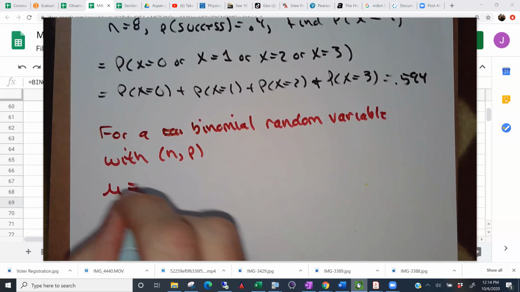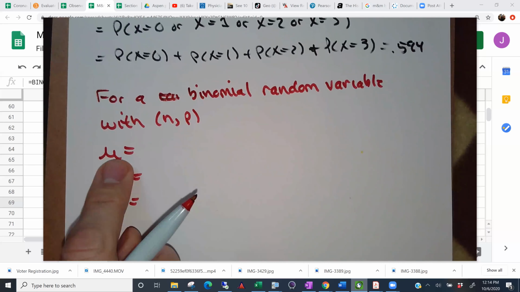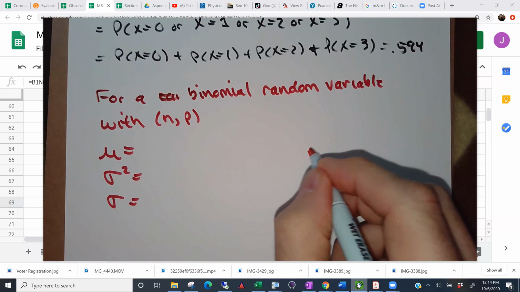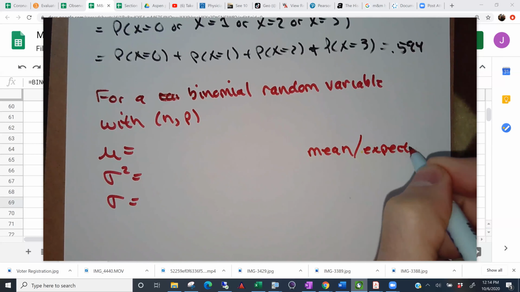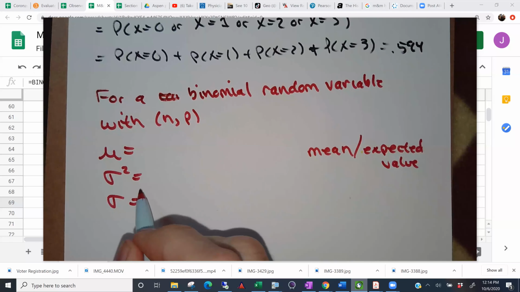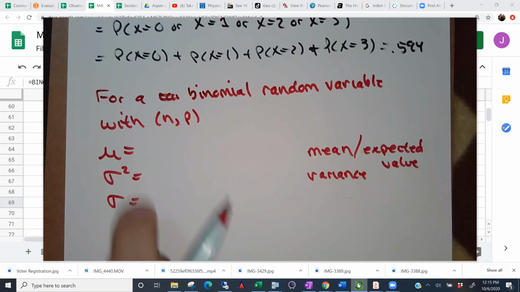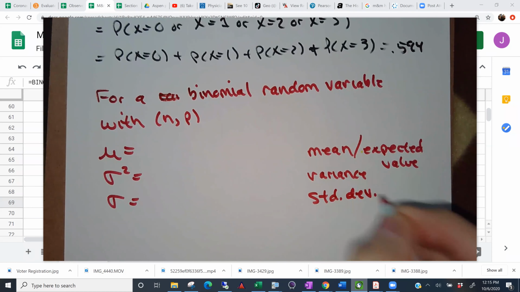Then I can specify a couple things here. What does mu represent for a distribution? Does anyone remember? The mean. The expected value. Perfect. Mean, expected value. How about sigma squared? Do you remember what that represents? The variance. Yeah, variance. Well done. And if I take the square root of the variance, I get the standard deviation. Thank you.